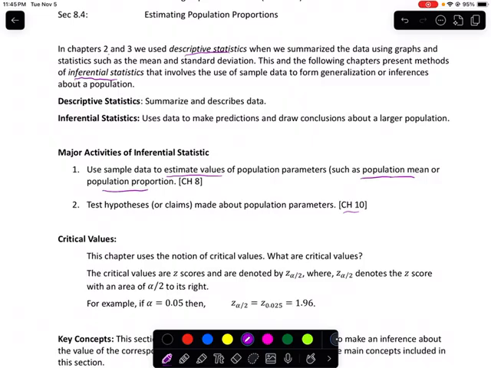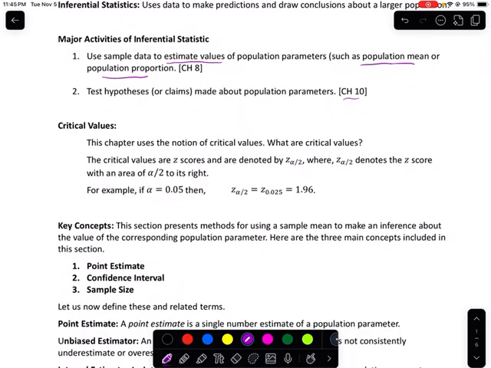So let us now look at some important concepts that we will need and try to understand. One thing we will see is something called critical values, which are going to be used in this chapter and later chapters as well. So what are critical values? These are basically z-scores and are denoted by z alpha over 2, where z alpha over 2 denotes the z-score with an area of alpha over 2 to the right.